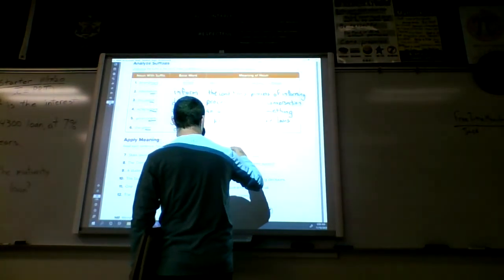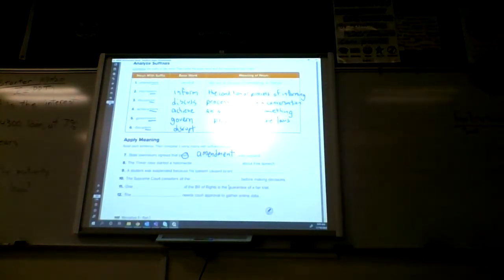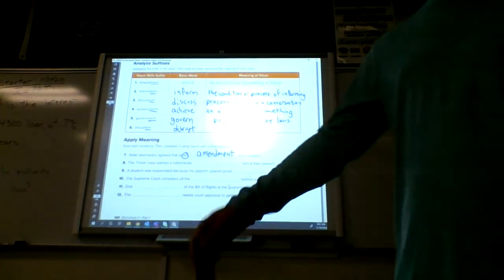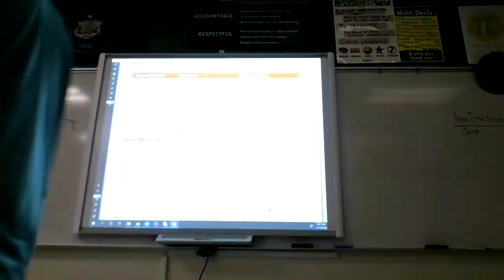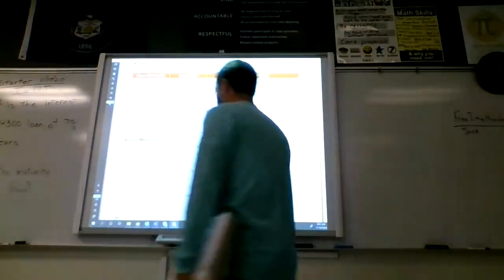Okay, amendment is a change. So if you ever listen to the news, our state lawmakers make changes or amendments to law all the time. They pass like hundreds a year. Okay, and they're not always significant. Sometimes they're minor, like they're changing, I don't know, maybe it's a speed limit on a certain street or something. I don't know. Okay. All right, number 8.